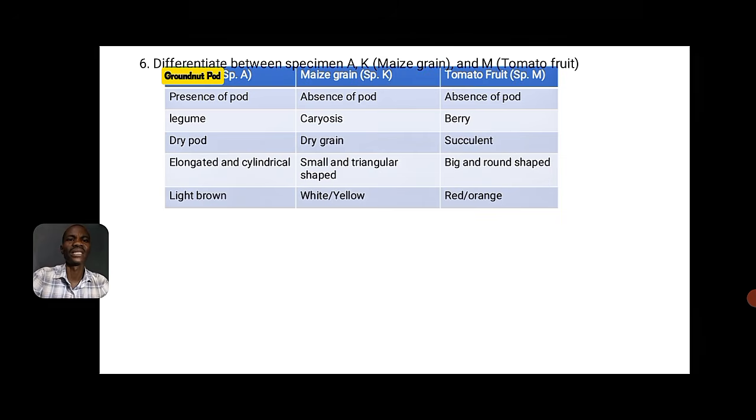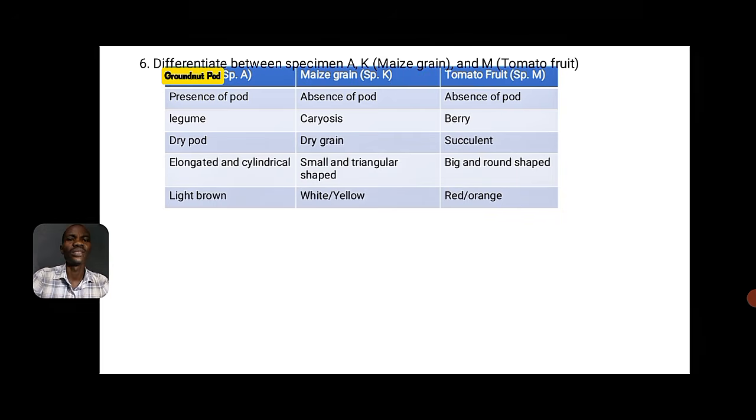The second one is the class or the type. The type of fruit for specimen A is legume, while maize is a Caryopsis. Why is it a Caryopsis? Because the pericarp is fused directly with the seed coat. So that is why it is Caryopsis. It is also a simple fruit. And the third one is tomato fruit. It is a berry. Why? Because it has many seeds.